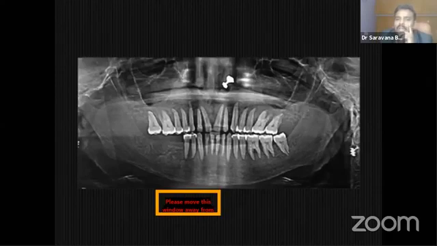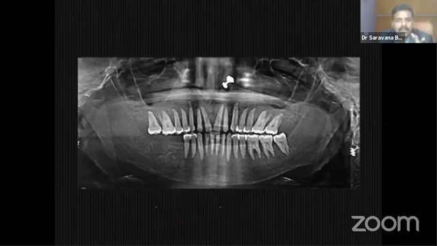Now look at the tooth and supporting structures. In the supporting structures, look at the lamina dura. Can you notice lamina dura in any of the teeth here? It is a case of generalized loss of lamina dura. It is a case of hyperparathyroidism. So that's what I told you. Just by looking at an OPG or an IOPA, we can identify the patient's systemic disease. So it might be hyperparathyroidism.